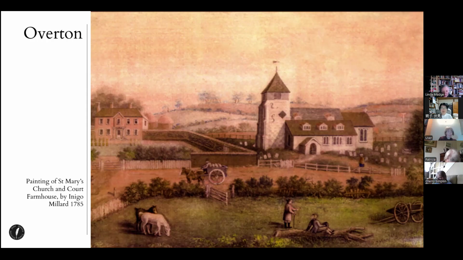The River Test runs through. Its source is near Ash, providing water to power 3 corn mills and a silk mill. The centre of Overton would have been a busy place, with the turnpike road from London to Exeter and with coaching inns to change the horses, which needed to be done about every 10 miles along the route. This image here of St Mary's Church and Court House shows how close they were and within a rural community, and you can still see both of these buildings today.